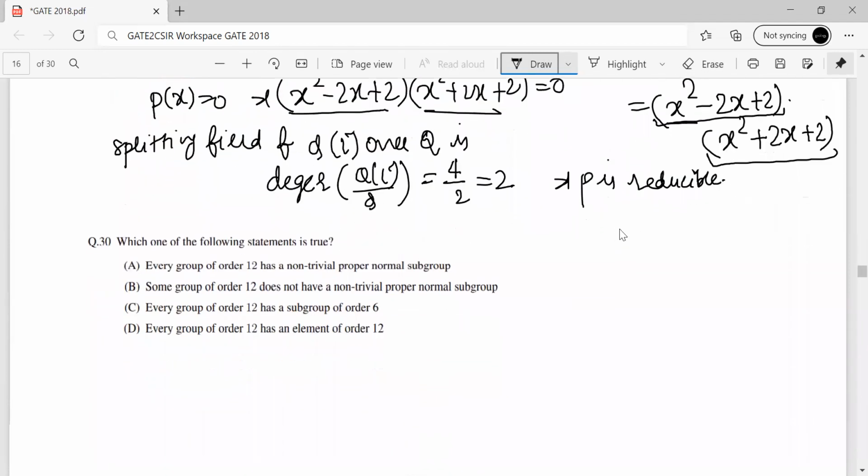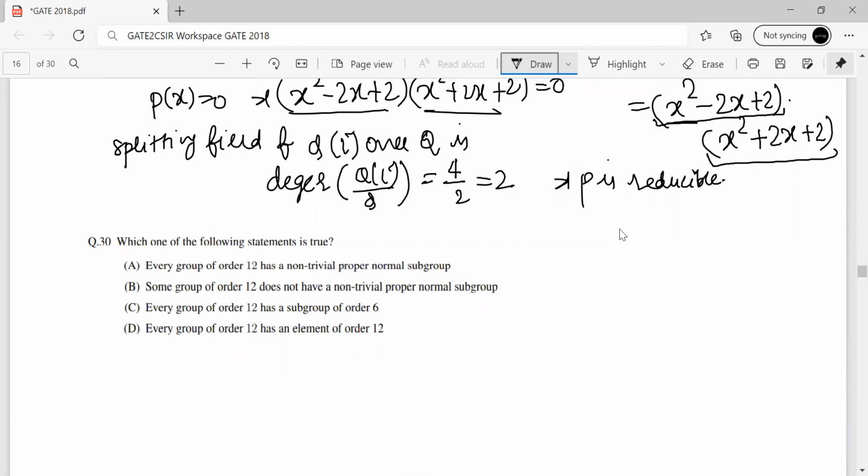Okay, let's solve question number 30. It says, which of the following statements is true. Every group of order 12 has a non-trivial proper normal subgroup. Let's find a counterexample to check whether it is true or not. If you can't find a counterexample, then it will be right.